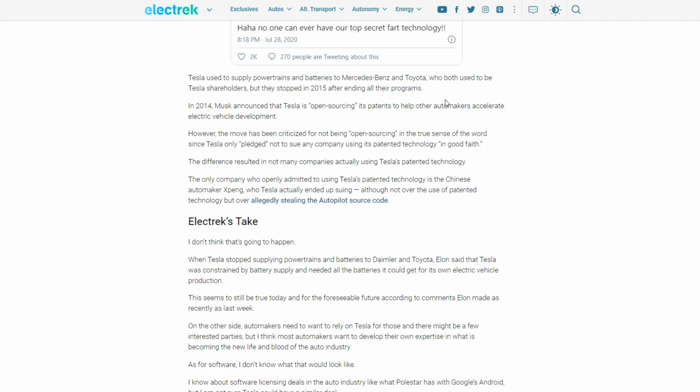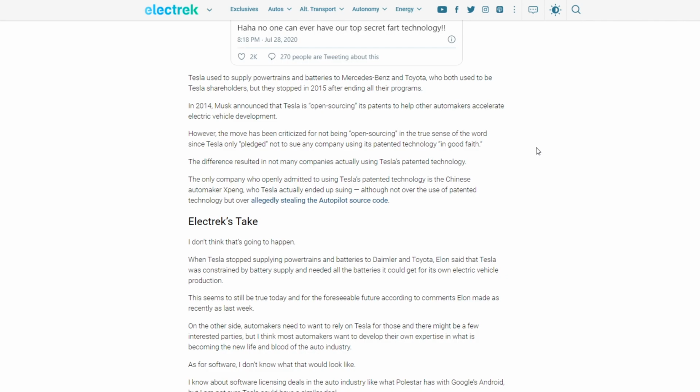who both used to be Tesla shareholders, but they stopped in 2015 after ending all their programs. In 2014, Musk announced that Tesla is open sourcing its patents to help other automakers accelerate electric vehicle development. So that was something that I mentioned just previously as well, where I was talking about how Tesla could have really made it pretty much impossible for any other company to even try to compete with them, but instead they decided to do, I guess you would call it the moral thing, since it's really just accelerating the whole planet's transition to renewable energy. So as I mentioned here, in 2014, Tesla open sourced a lot of the patents that made it easier for vehicles to start transitioning.